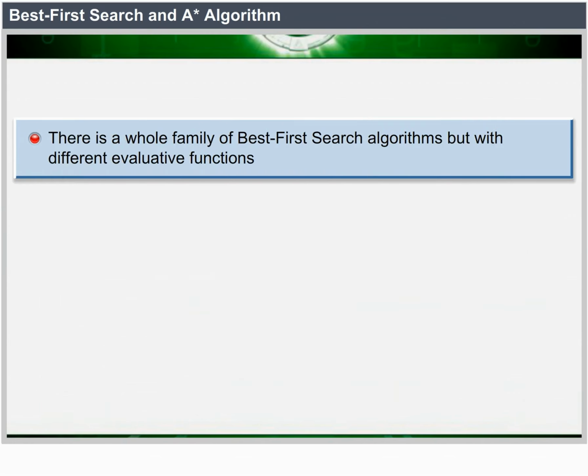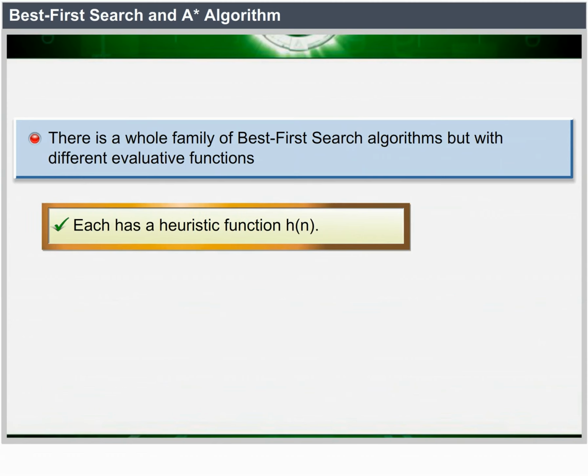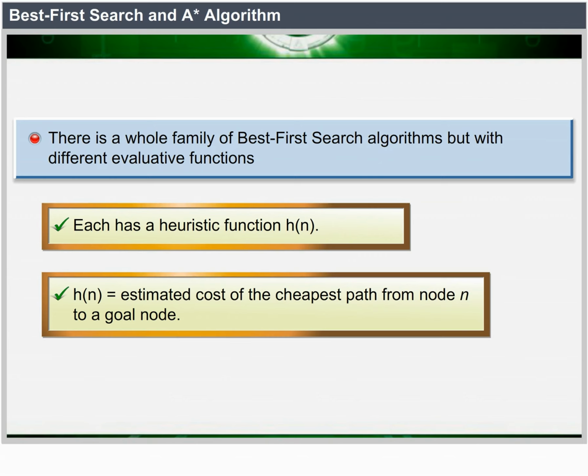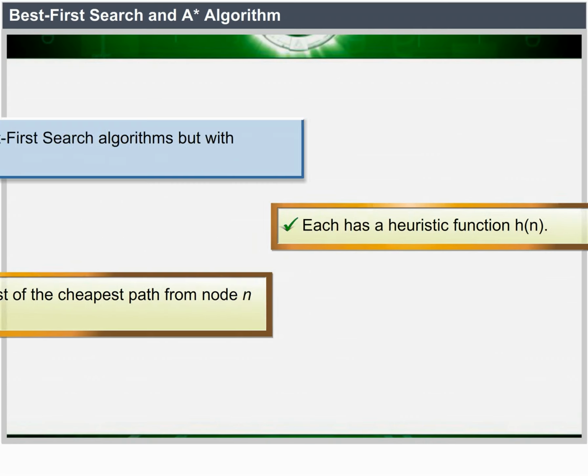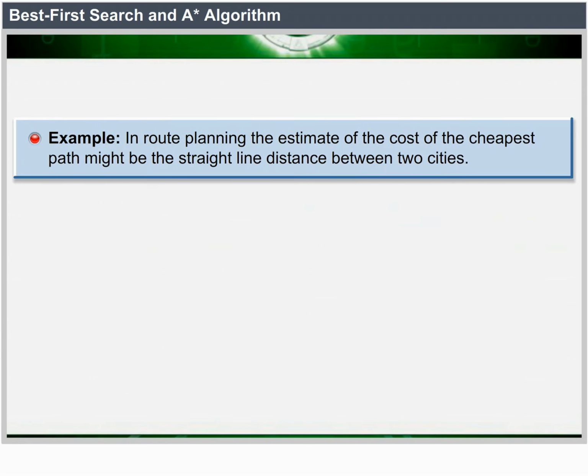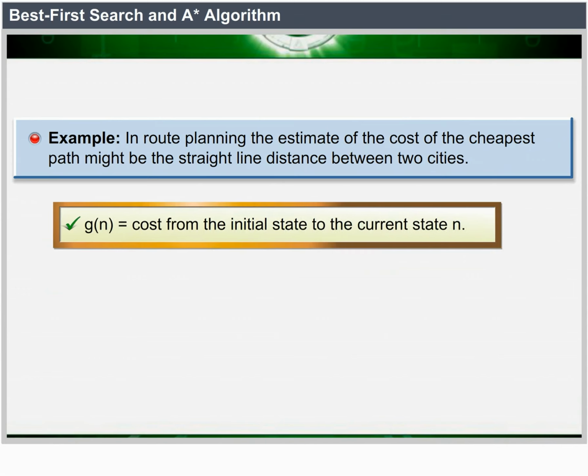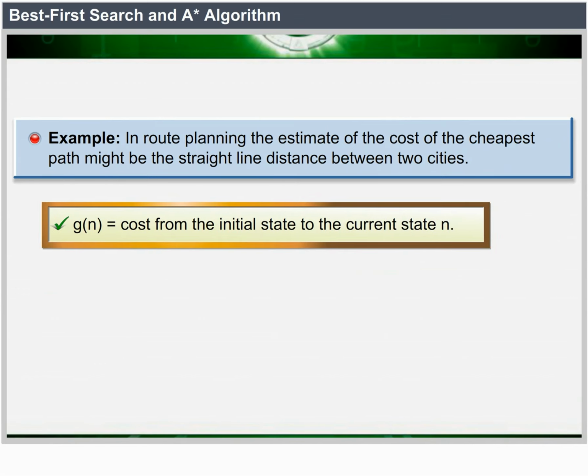There is a whole family of best first search algorithms, but with different evaluation functions. Each has a heuristic function h(n), which is the estimated cost of the cheapest path from node n to a goal node. Example: in route planning, the estimate of the cost of the cheapest path might be the straight line distance between two cities. g(n) is the cost from the initial state to the current state n.